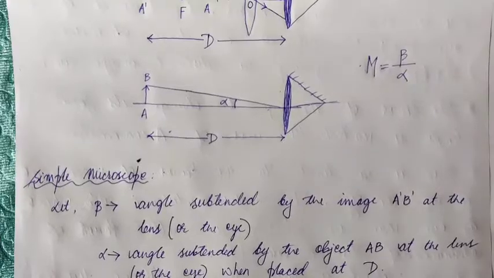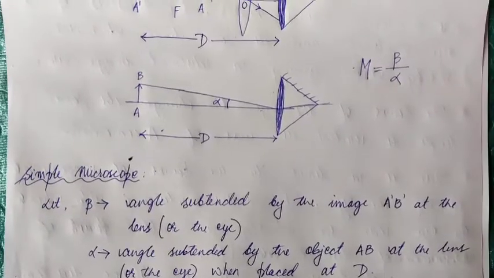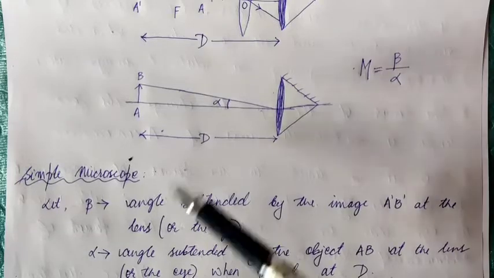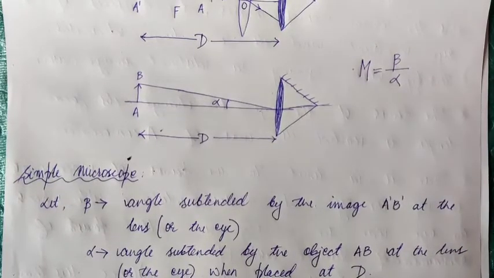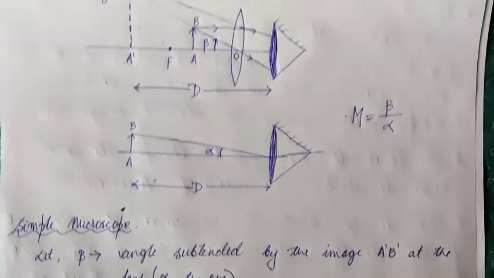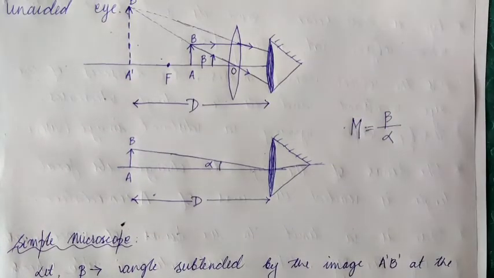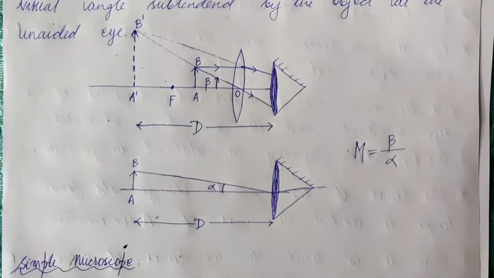Alright, so keeping these things in mind, we are going to learn about the magnifying power of something called a simple microscope. Now what is a simple microscope? A simple microscope is nothing but a magnifying glass, which is in turn a convex lens. So a magnifying glass is basically a convex lens. A simple microscope is basically a convex lens.